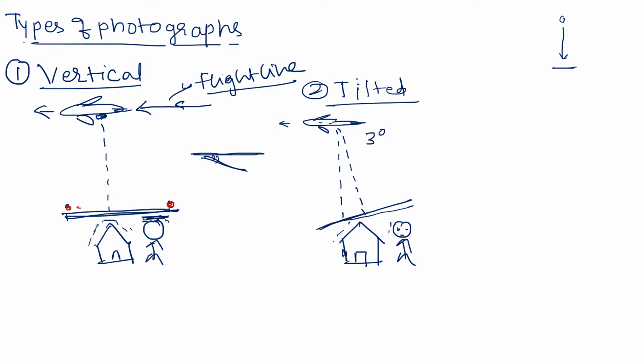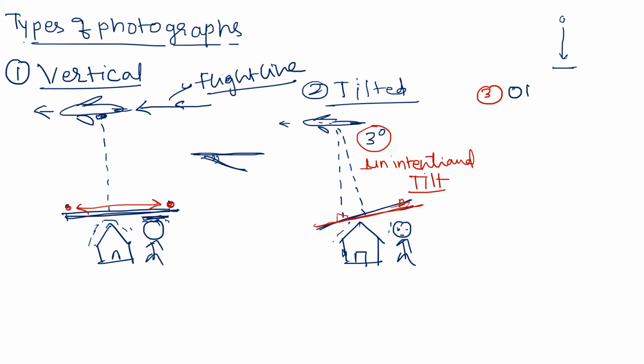The scale at this corner, or throughout the photograph, will be the same, but here the scale will change because of the tilt. This is called a tilted photograph, but be clear, the tilt should be less than 3 degrees, and this tilt is not intentional. This is unintentional tilt.